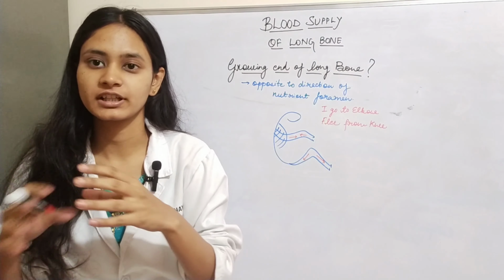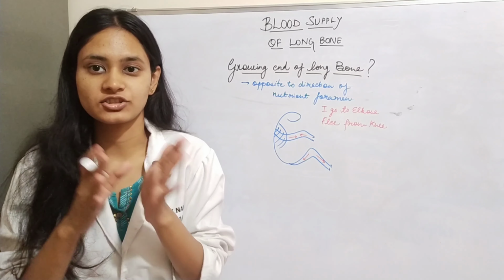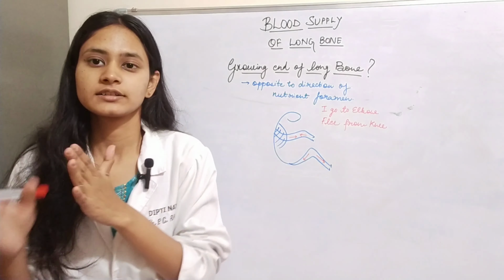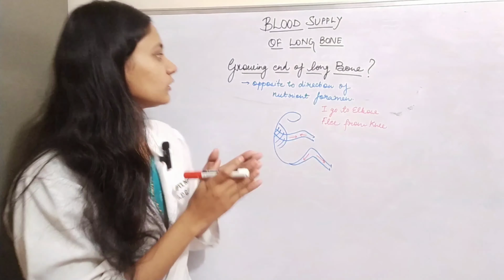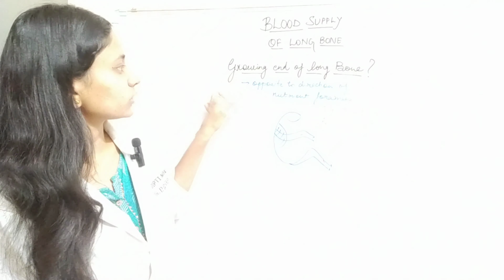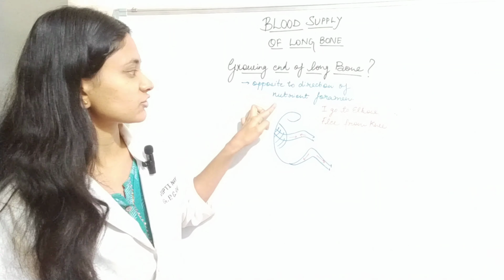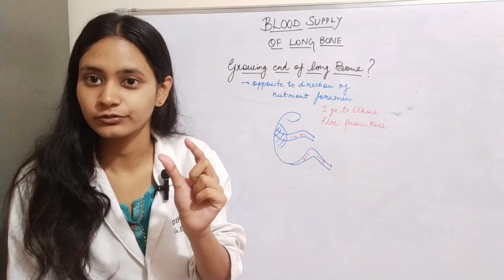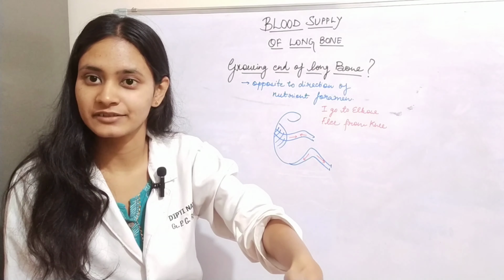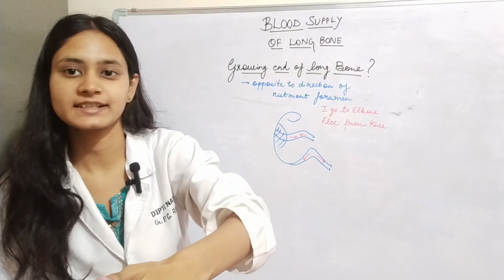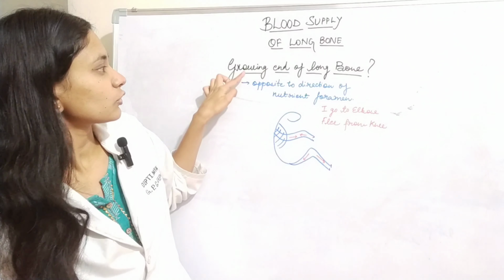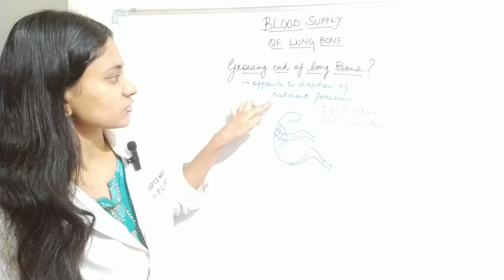That is the part from where the growth will take place once the child is born and during the phase of life. So, growing end of long bone will always be opposite to the direction of nutrient foramen. We had studied nutrient foramen from which the nutrient artery arrives, and now ascending branch, then descending branch. So, growing end will always be opposite to direction of nutrient foramen.